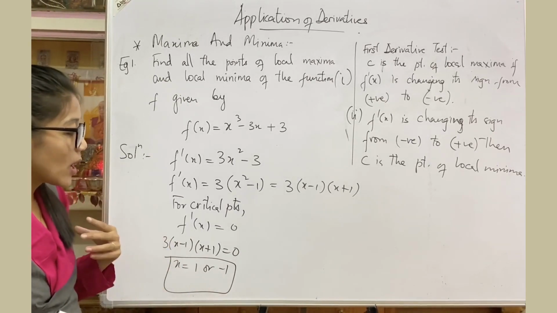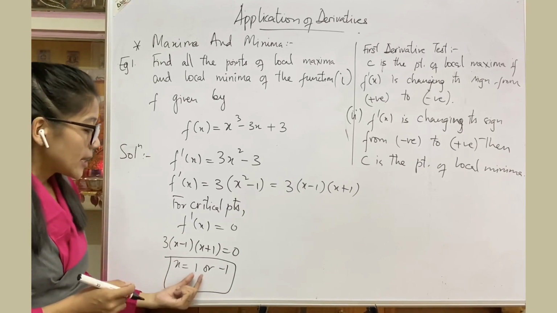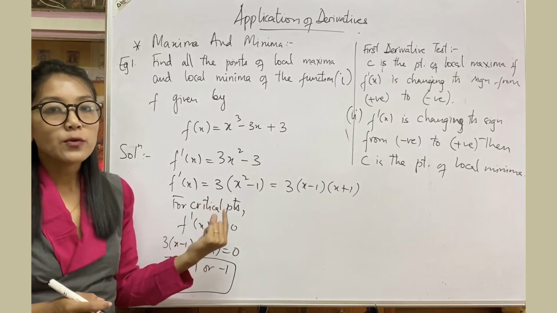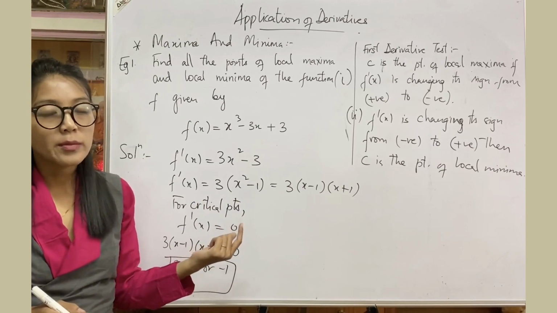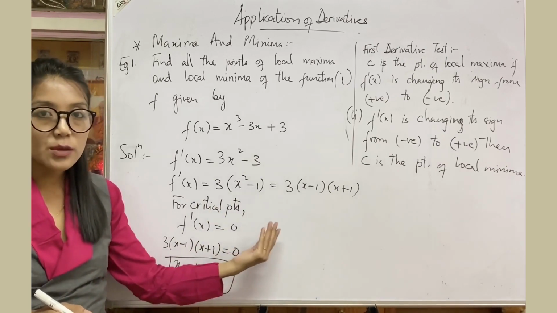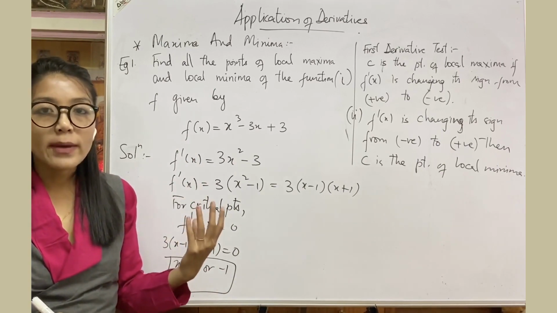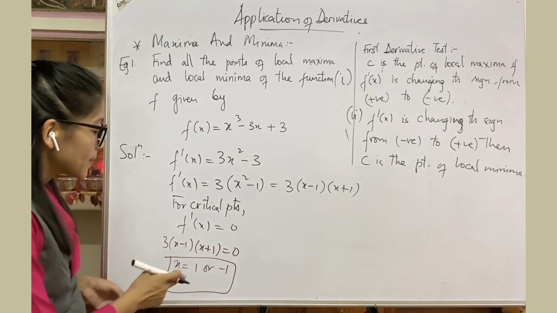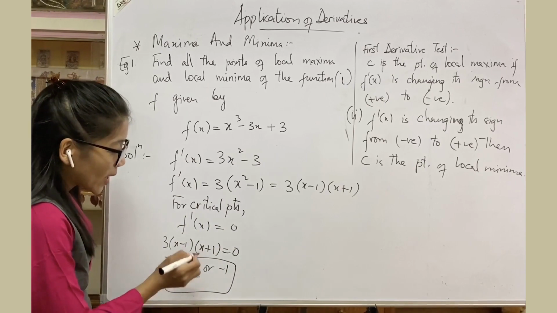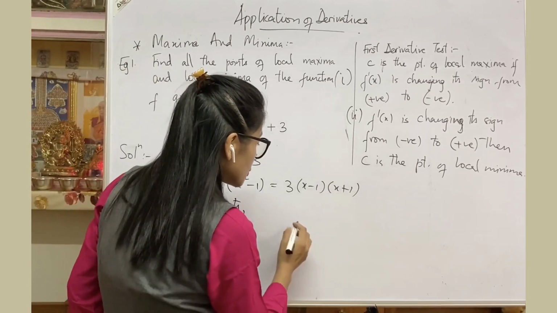Okay, so now one of the critical points will be the point of local maxima and one will be the local minima. You can get more than 2 critical points. So at each critical point you have to check whether it is a point of local maxima or a point of local minima. So to check this, you are going to do this.